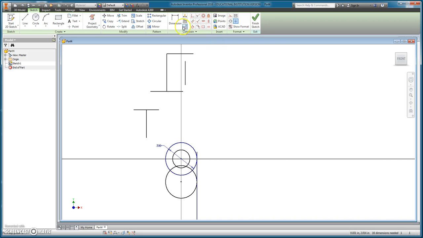So Inventor kind of pays attention and creates certain geometric constraints for you as you are drawing. Alright? That's an overview of geometric constraints. And again, they are very beneficial to making your sketches fully constrained, which is what we'll talk about in the next video.